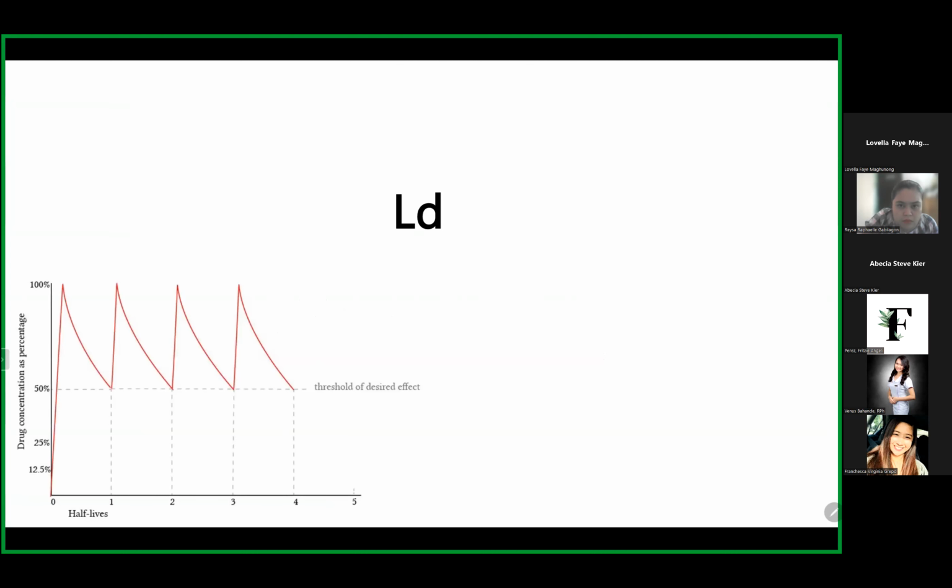So we could say this is an oral drug having a loading dose from 0 up to 100 immediately. And after that, after reaching its first half-life, then we would do our maintenance doses for that one. With the formula of volume of distribution times the concentration over the bioavailability.